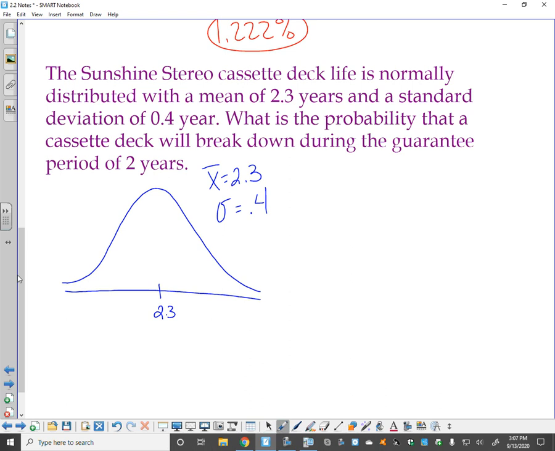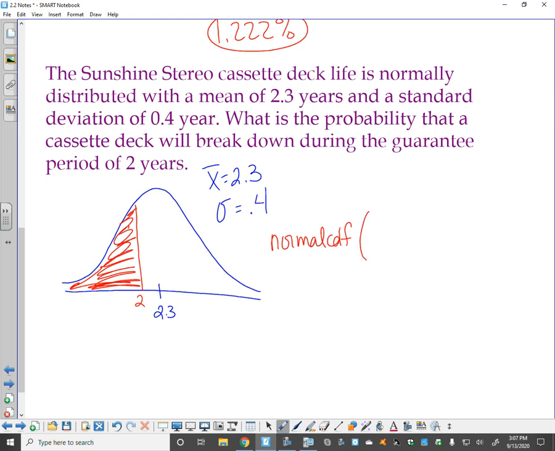Well, if that's 2.3, then I'm just going to estimate and say that's 2. And it's got to break down during the guarantee, so I know it's got to be less than 2 years. If it survives the 2 years, then I don't have to pay. I've got an average lifespan of 2.3 years, so it's looking good, but you know there's some variance there because I've got a standard deviation of 0.4 year, almost half a year. Okay, so I need to find the area of that shaded region. So I'm going to normal CDF.